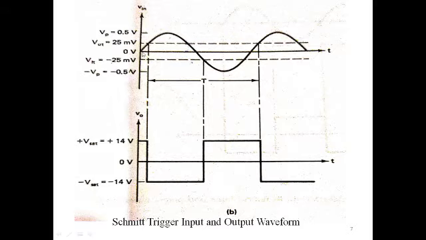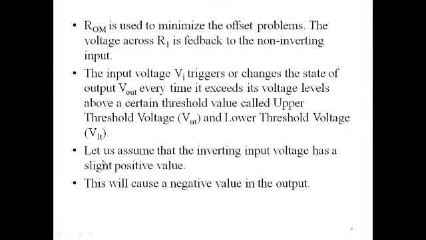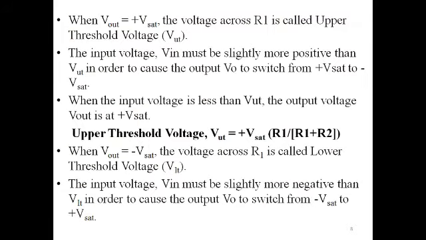As long as this input voltage is less than the upper threshold voltage, that is, less than 25 millivolts, V0 is at plus V saturation. Using the figure and the voltage divider rule, we can write the upper threshold voltage as R1 divided by R1 plus R2 times plus V saturation. This is the condition for the upper threshold voltage.